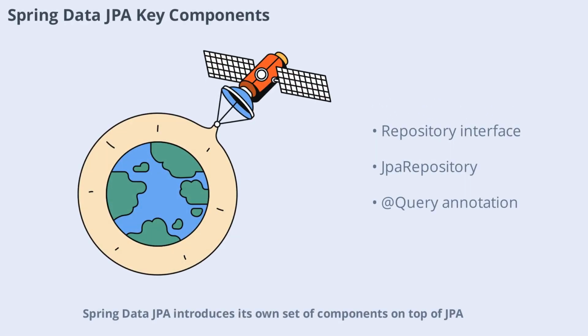Spring Data JPA introduces its own set of components on top of JPA. The repository interface provides generic CRUD operations, while JPA repository adds features like pagination and sorting. The @Query annotation allows you to define custom queries, and specifications enable dynamic, programmatic query creation. Auditing features help track who created or modified entities and when.